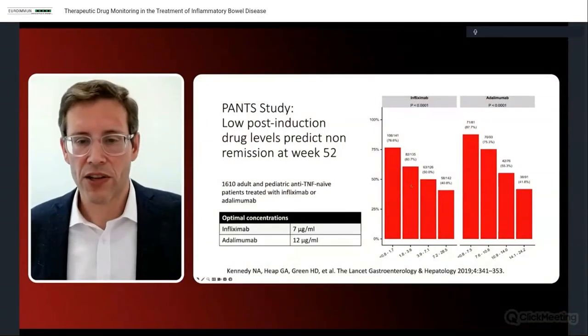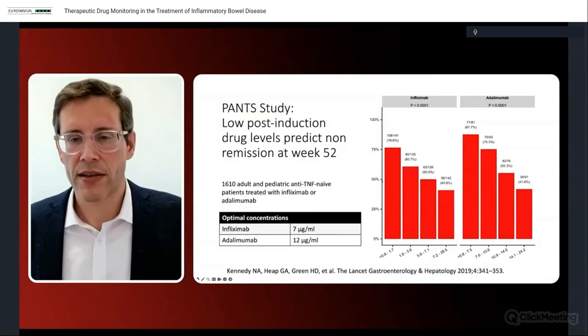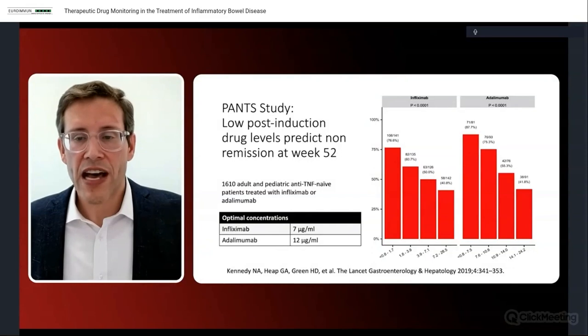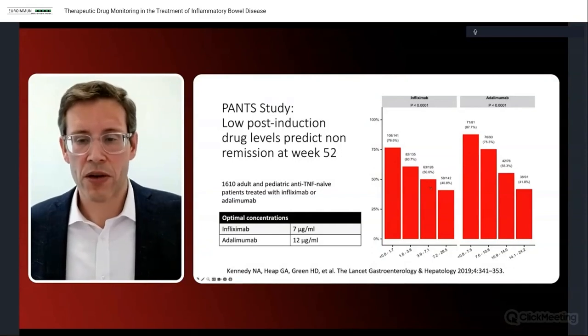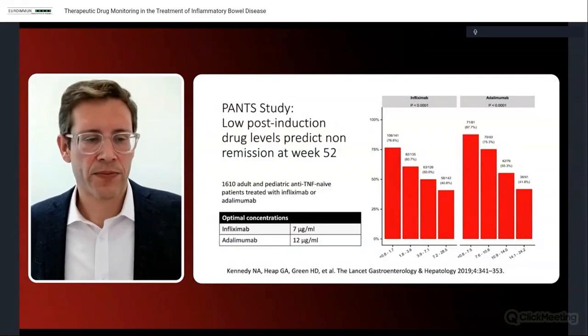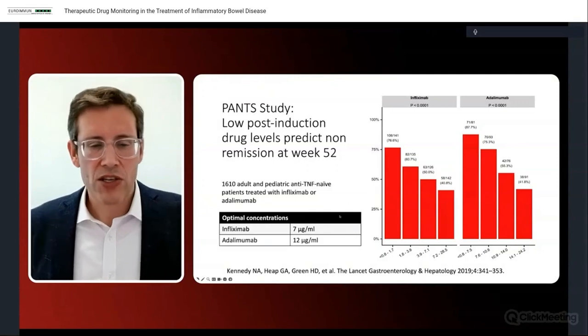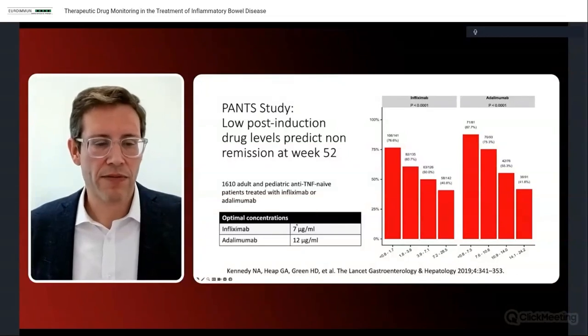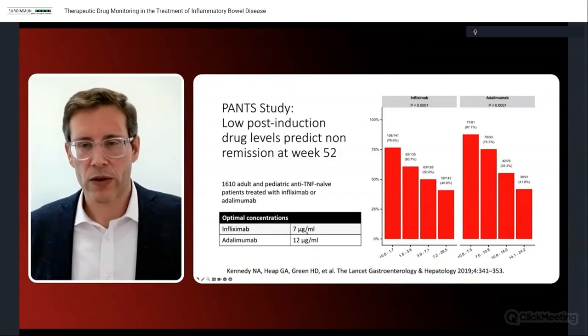And that's shown on the graph on the right, which displays quartiles of drug levels on the x-axis and the percent of patients not in remission on the y-axis. And you can see that for both infliximab and adalimumab, the chance of non-remission was sort of lockstep with lower drug levels at the end of induction. And they found that optimal concentrations associated with remission at the end of 52 weeks were infliximab levels over 7 micrograms per ml and adalimumab concentrations over 12 micrograms per ml.